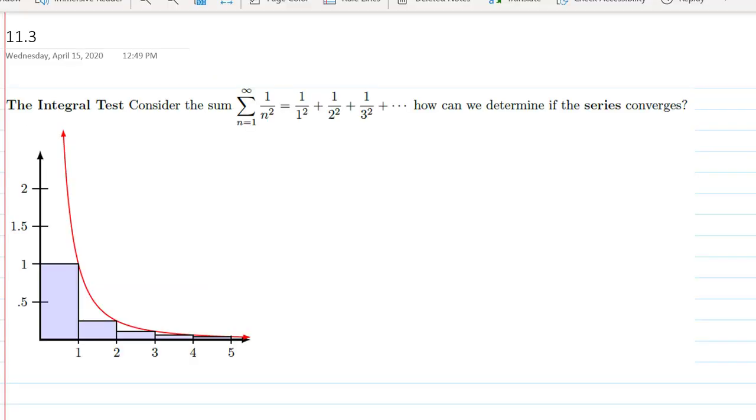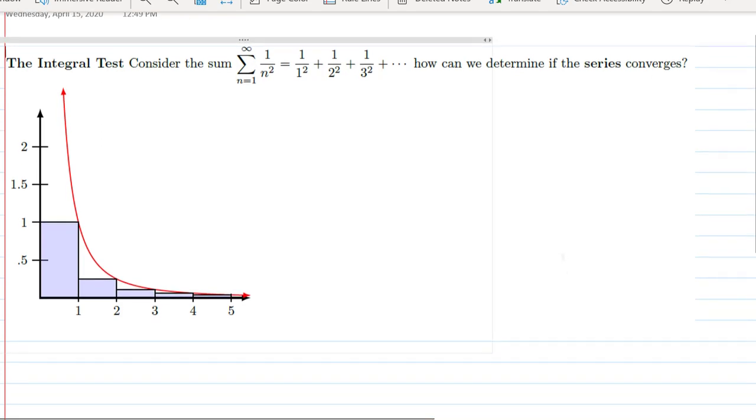In this section, we're going to be talking about the integral test. So we want to consider the sum as n goes from 1 to infinity of 1 over n squared, which should be 1 over 1 squared plus 1 over 2 squared plus 1 over 3 squared plus dot dot dot. Well, how can we determine if this series converges?